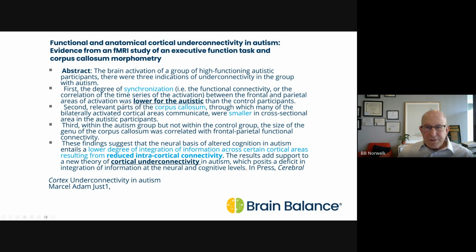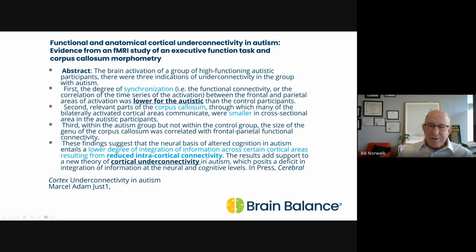There were areas of activation that were lower for autistic children and adults than the control participants. The corpus callosum itself was smaller in individuals with autism. Again, the corpus callosum, that highway between both sides of the brain, was actually smaller in children and adults with autism, which means that the communication between both sides of the brain would not be as efficient. These findings suggest that the neural basis of altered cognition in autism entails a lower degree of integration of information across certain cortical areas, resulting from a reduced intracortical connectivity.